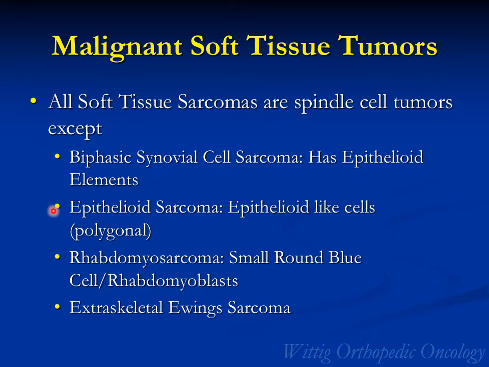Likewise, epithelioid sarcoma can express both vimentin and keratin, and they have epithelioid or polygonal type cells. Rhabdomyosarcoma is technically considered a small round blue cell tumor similar to Ewing sarcoma, and you can see rhabdomyoblasts in a rhabdomyosarcoma. And extraskeletal Ewing sarcoma is a small round blue cell tumor. It's not a spindle cell tumor.